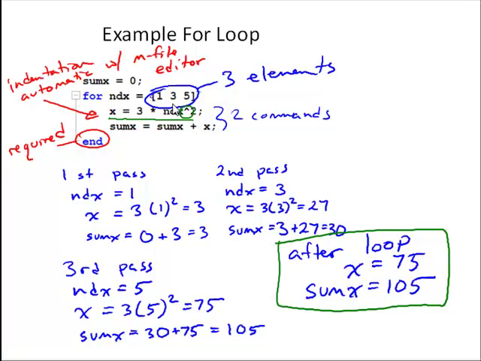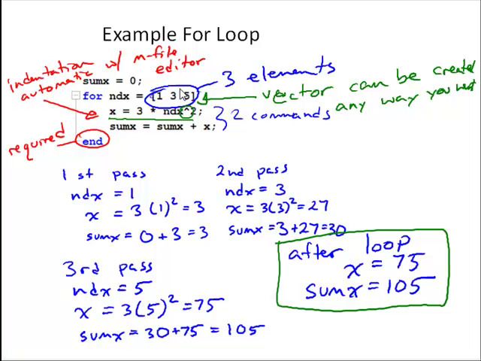Lastly, I want to emphasize that this vector can be created any way you want. So for example, instead of 1, 3, 5, we could instead use index equals 1 colon step increment 2 to 5, which would create the same vector, or even index equals linspace 1, 5 with 3 elements.